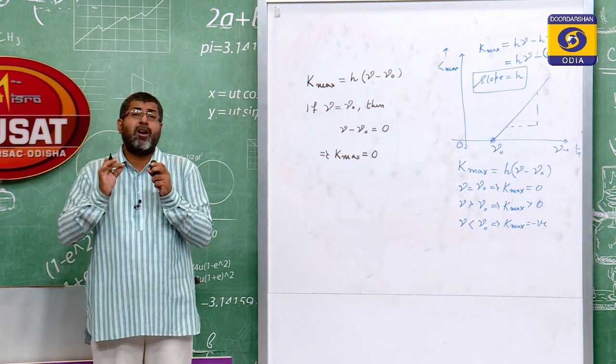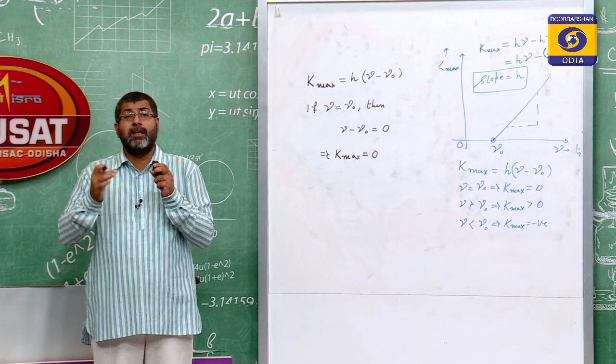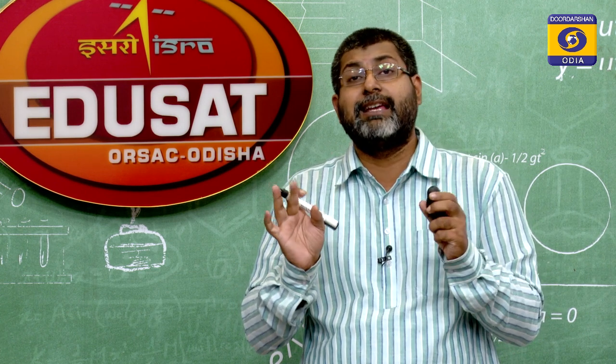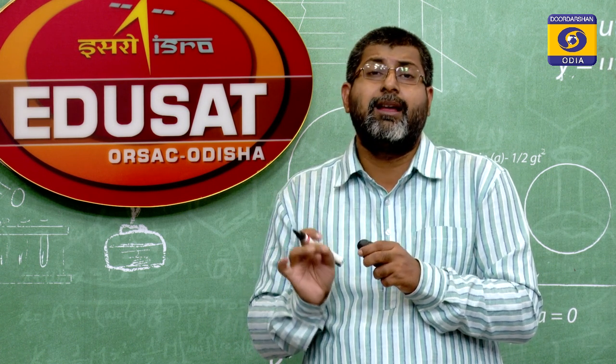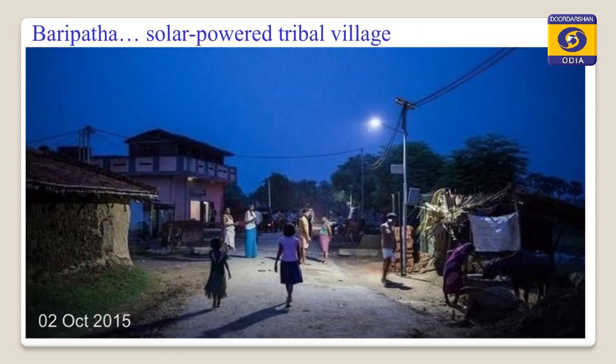The revolution of solar panelled lights, or the revolution of solar energy, not only changes life throughout the world, it has also changed life in Odisha itself. Remember one name, Baripatha, a village some 30 kilometers from the outskirts of Bhubaneswar that has become the first entirely solar powered village in Odisha from 2nd October 2015. Starting from every utility, every activity in that village is run by solar power.